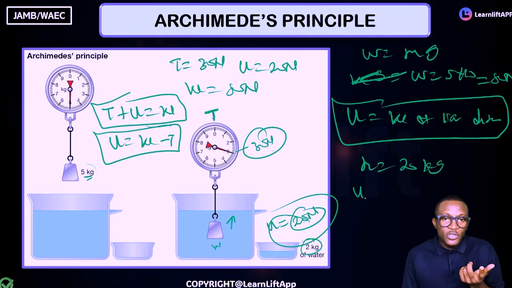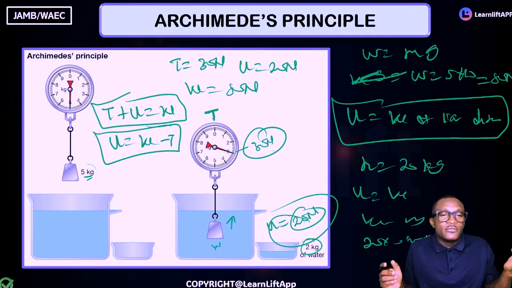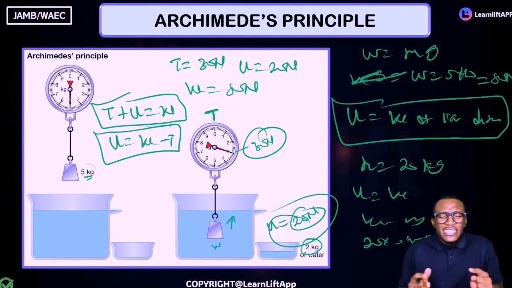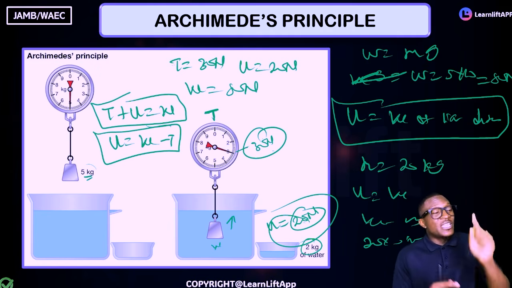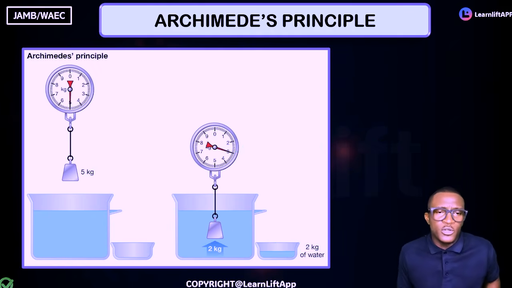You don't need to solve here. Upthrust is equal to weight of displaced liquid. So weight is equal to mg. So upthrust will be equal to 20 times 10, which is 200 Newton. Are you seeing that? Remember Archimedes' principle: when an object is totally or partially immersed in fluid, it experiences an upthrust which is equal to the weight of the fluid displaced.